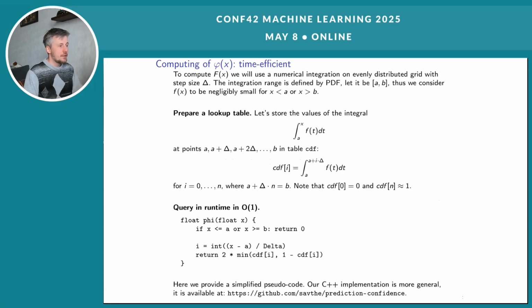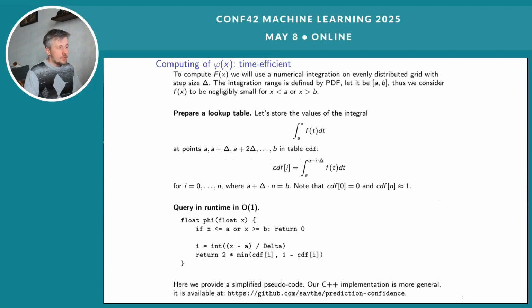Now let's talk about evaluating the confidence time efficiently. To compute the cumulative distribution function of x, we will use numerical integration on an evenly distributed grid with step size delta. The integration range is defined by the probability distribution function. Let it be the segment from A to B. Thus, we consider the probability distribution function to be negligibly close to 0 outside of this segment. To get the approximate value of confidence, we will store the values of the cumulative distribution function in a pre-computed lookup table. It will contain the values of the integral in the grid points. The value at the first point is 0, and the value in the last point is approximately 1, as it is the area under the curve of the probability distribution function.